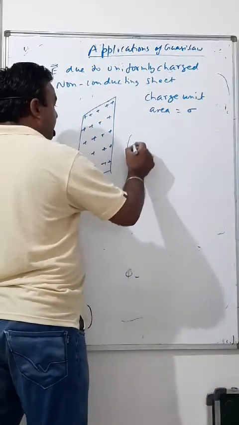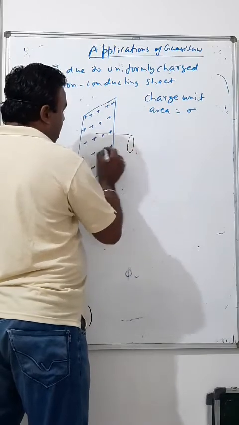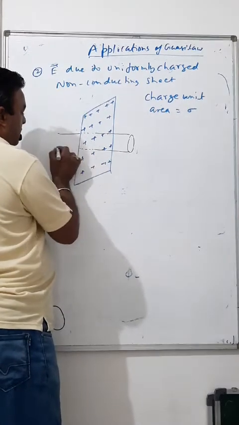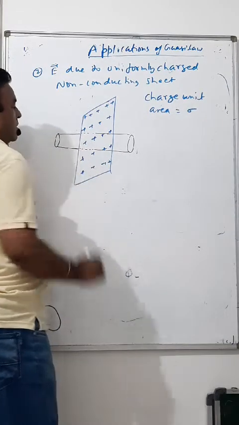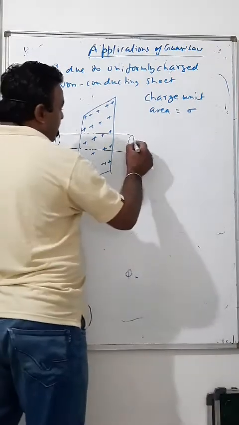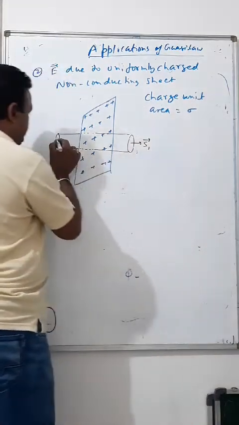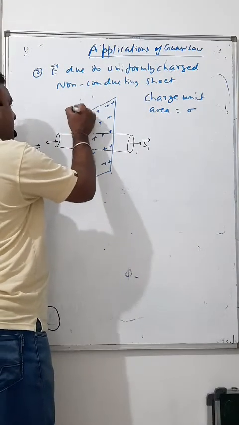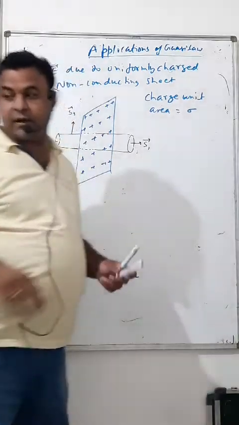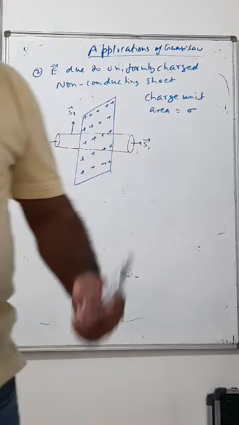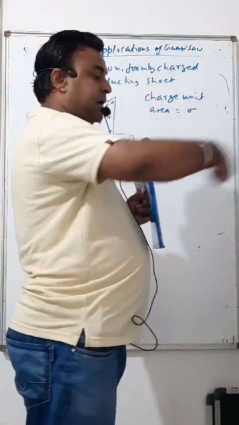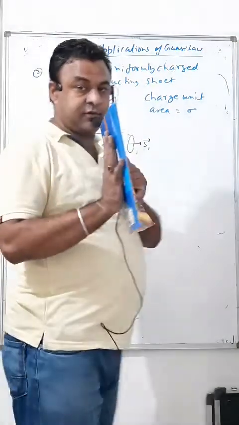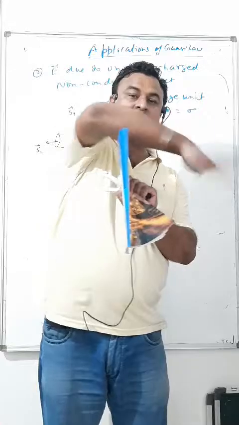What I do here, I consider a cylinder like this. This surface is S1. This is S2. Again, this curved surface is S3. Further, this is a plane sheet, right? The electric field will be in this direction, and from here it will be in this direction, right? Charge here in this direction, here in this direction.